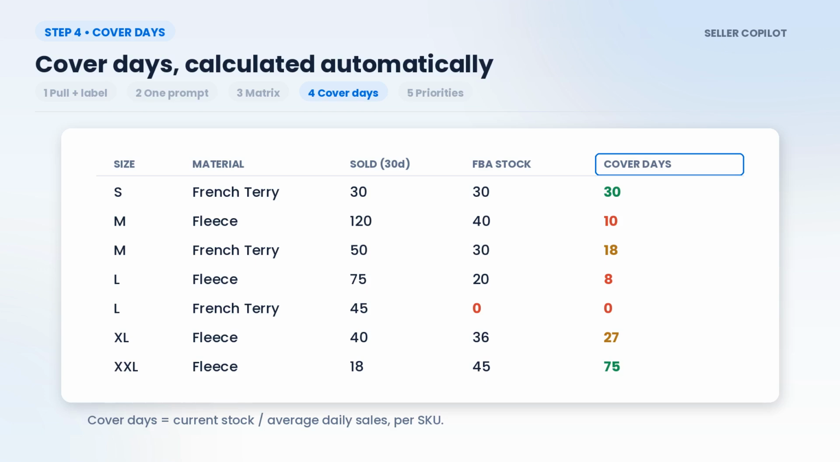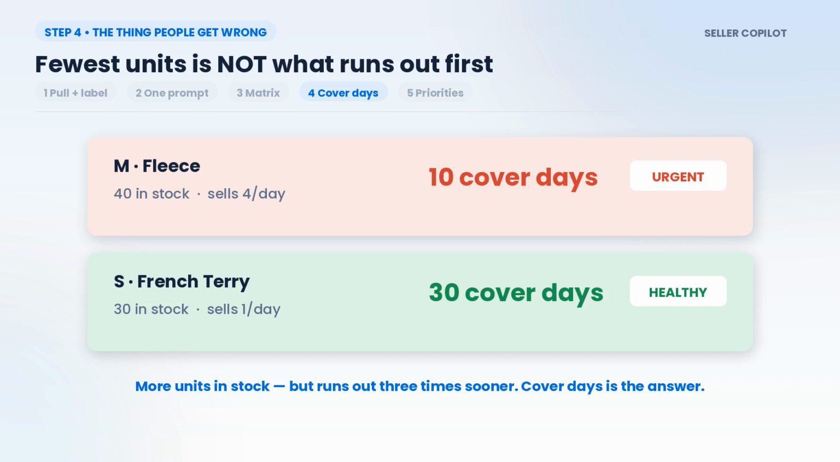Step 4, and this is where it stops being a table and starts being a decision. Claude divides current stock by average daily sales for each SKU and adds a cover days column. Cover days is simply how many days of stock you have left at the current sales pace. And this is the part people get wrong by hand. The size that's running out soonest is not always the one with the fewest units. Fewest units and fewest cover days are 2 different questions. Cover days is the one that tells you what to reorder.